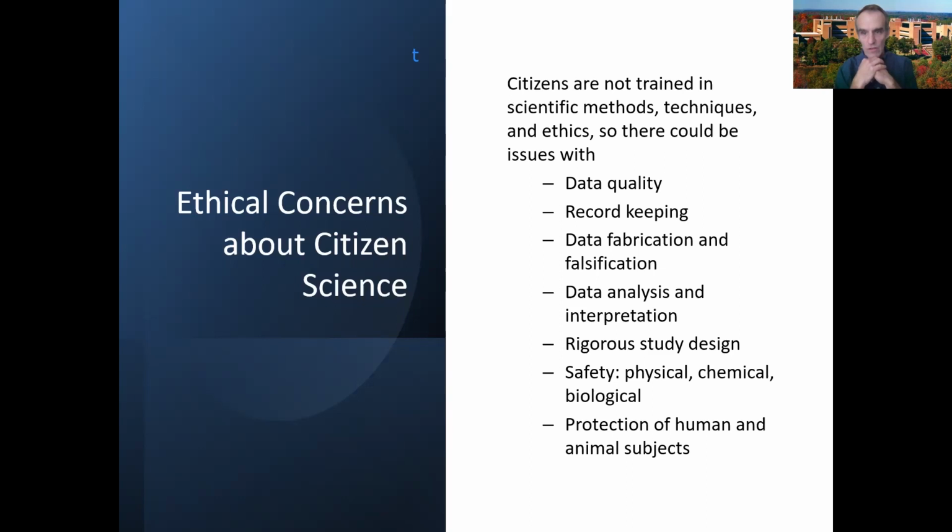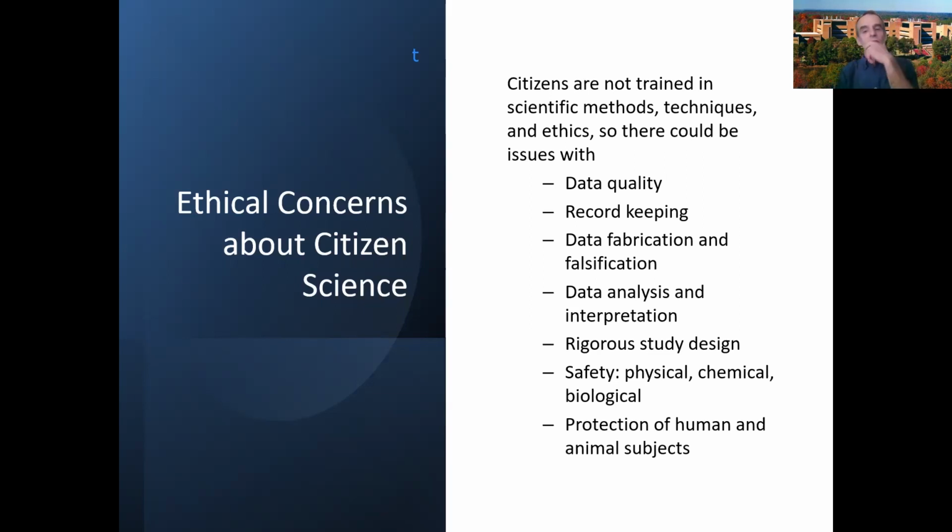First, there have been concerns about data quality, whether the data that is collected by citizens is as good as the data that would be collected by professional scientists in terms of recording it and keeping records as well. Concerns about record keeping in citizen science, whether that's good enough. Concerns that there may be data fabrication and falsification in citizen science, just like there is in professional science.